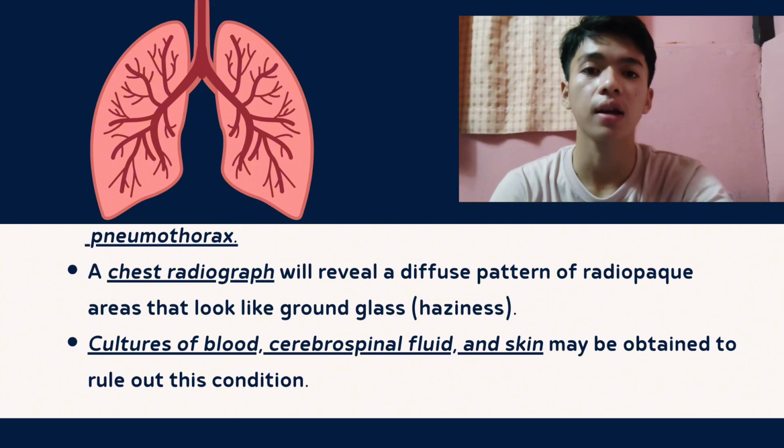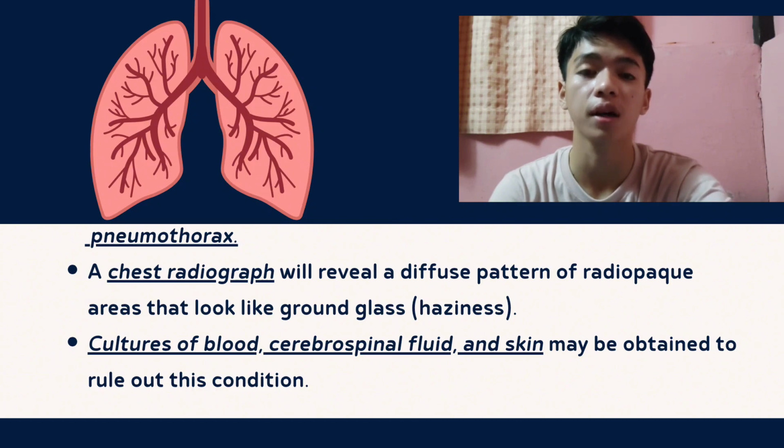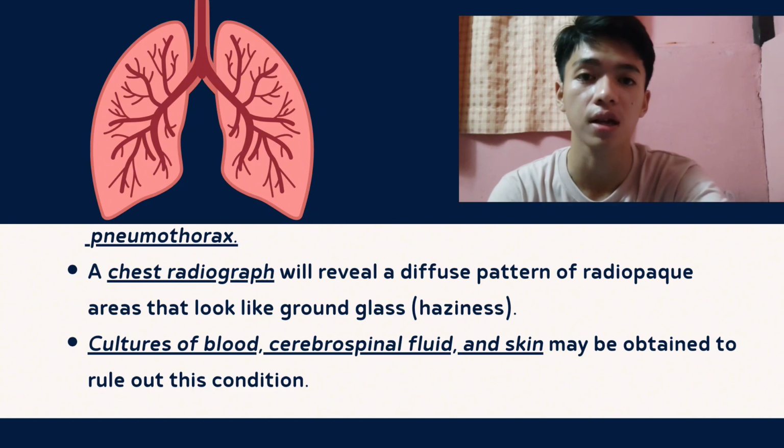Pneumothorax occurs when air leaks into the space between your lung and chest wall. This air pushes on the outside of your lung and makes it collapse. A pneumothorax can be a complete lung collapse or a collapse of only one portion of the lung. A chest radiograph will reveal a diffuse pattern of radiopaque areas that look like ground glass or haziness. A chest radiograph is an imaging test that uses X-rays to look at the structures and organs in your chest.